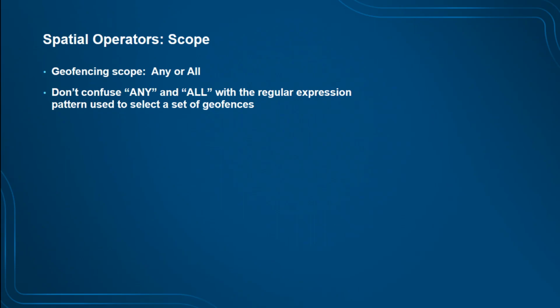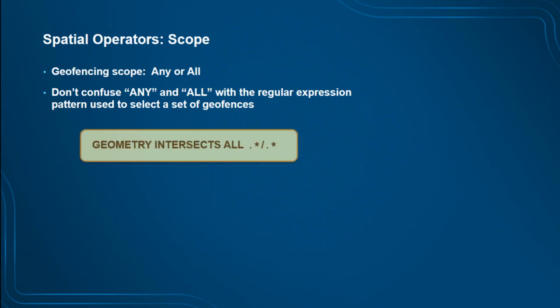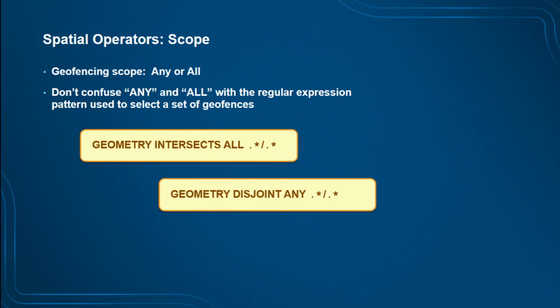Quickly, I'd like to take a look at any versus all and how you select geofences in your filter expressions. So you'll see a pair of regular expressions there, .*/.*. That is selecting a set of geofences to consider for this analytic and has nothing to do with the any versus the all keywords. The .* on the first says any category, the second says geofences of any name. The first filter expression, geometry intersects all, says I want the event's geometry to intersect all of the geofences at the same time. Obviously, they would have to overlap in order for that to be true at any point.